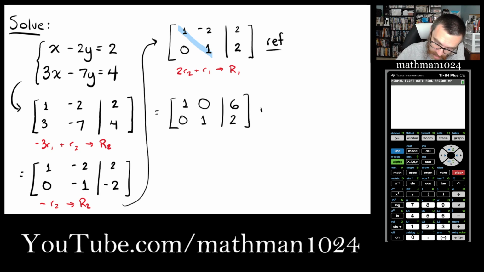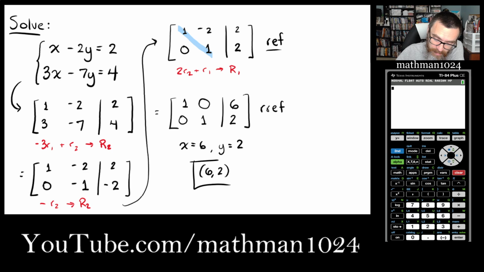So we are now in reduced row echelon form. And this gives us our answer. It tells me that from this first row, x equals 6. From the second row, you just have 1 y, and that equals 2. So we have the ordered pair 6, 2.